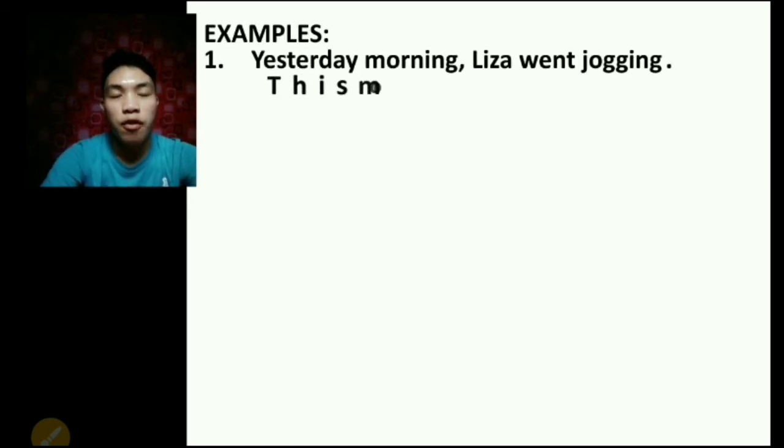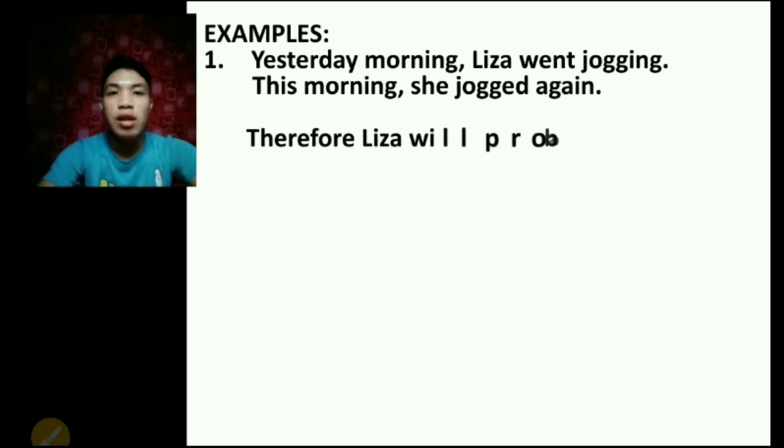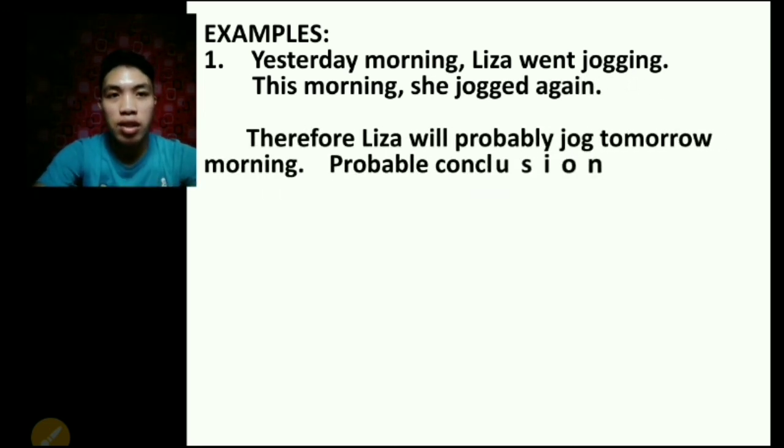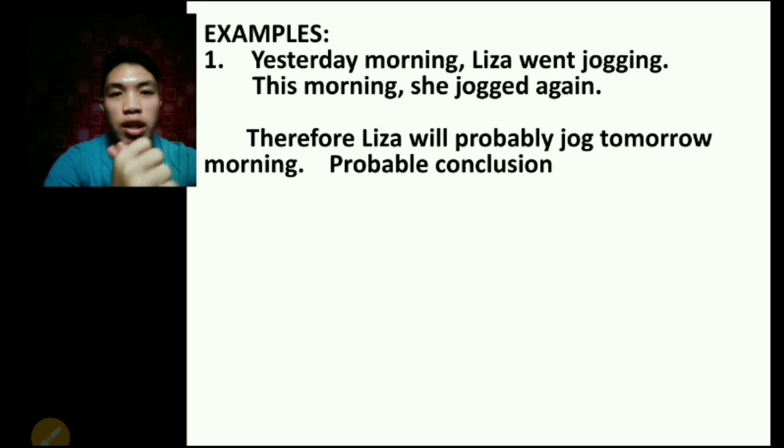The first example is that yesterday morning, Lisa went jogging. This morning, she jogged again. Therefore, Lisa will probably jog tomorrow morning. So, we are not sure if our conclusion will happen, but because of our observation, for us, it will be true.